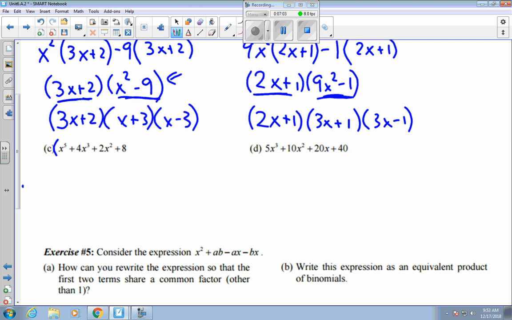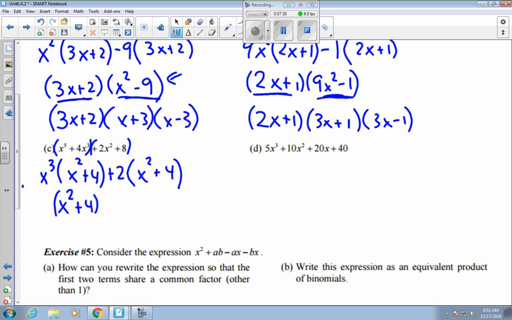Letter C, group the first two, group the second two. Now, if you notice in this one, the highest power is x to the 5th. Okay, like I said, which could happen. So follow the same process. You want to take out an x cubed, so I'm left with an x squared plus 4. I am hoping this is going to be left with an x squared plus 4. And sure enough, I take out a plus 2. So I have an x squared plus 4 and x cubed plus 2.